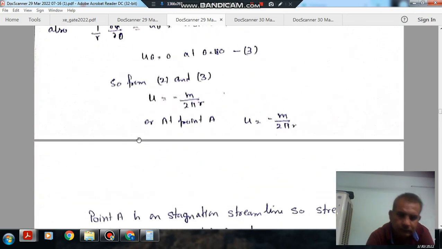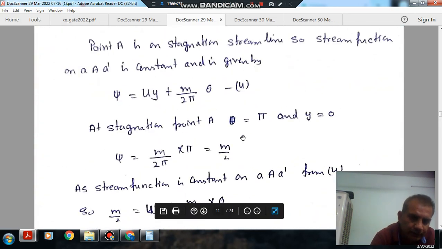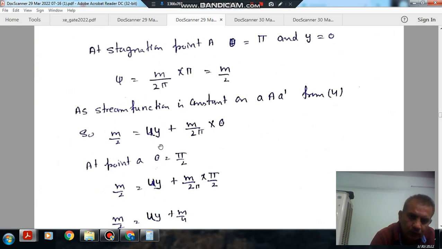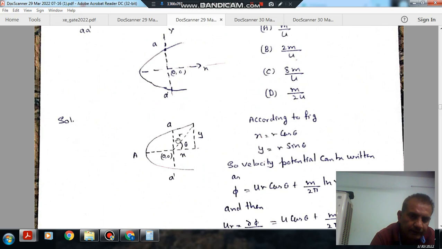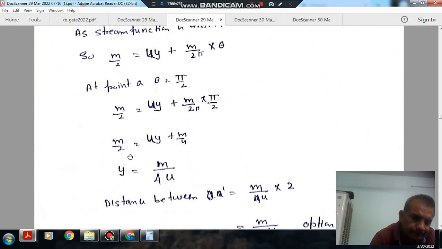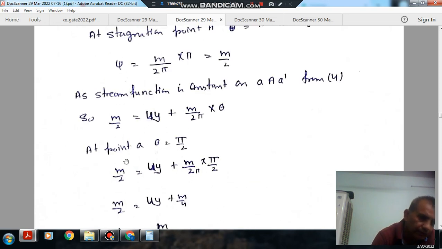So this is the stream function at point A, and this will remain the same at A and at A dash also. Now putting psi equal to m by 2, it will be u y minus m by 2 pi theta along this line, and at point A the theta is your pi by 2. So putting the value of theta as pi by 2 and psi as m by 2, we can obtain y.